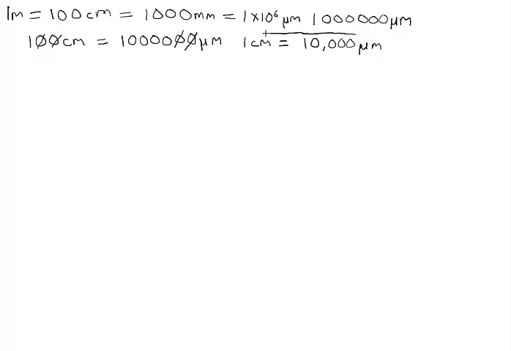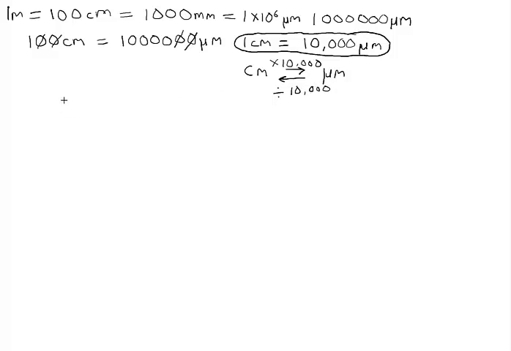So this is what you need to learn. If you commit this rule to memory, that will help you a lot. So that means if you want centimeters and you want to go to micrometers, then what you're going to do is you're going to times by 10,000. And then if you want to go back the other way, you will be dividing by 10,000.